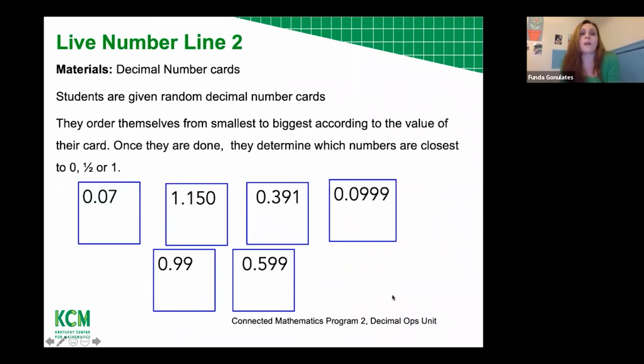Finally, the second version of the live number line is that students are given decimal number cards and they put themselves in order. I provided these decimal cards. You can create your own decimal cards, but the beauty of this activity is once they put themselves in order, they're going to claim allies. Who is close to 0? Who is close to 1/2? And who is close to 1? And for what purpose? The discourse matters more than the actual outcome, because here we want this idea of the relative size of these decimal numbers. For example, knowing that 0.7 is closer to 0 than half is a big recognition for these kids.